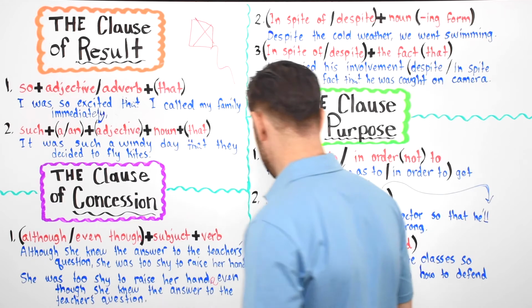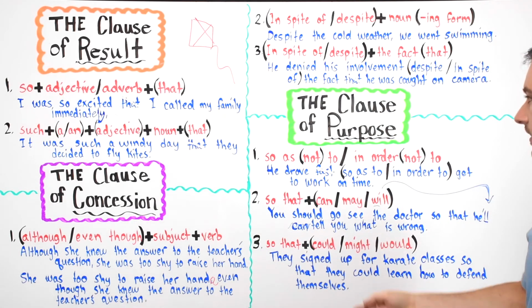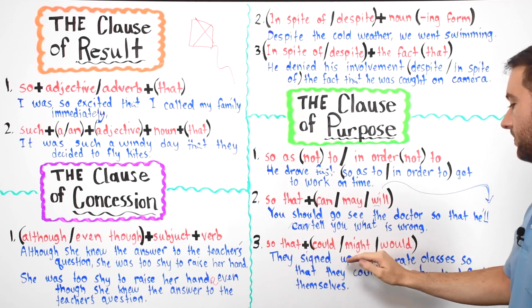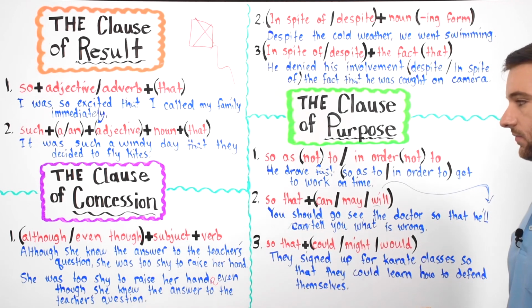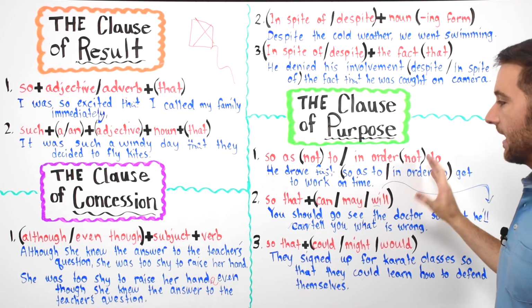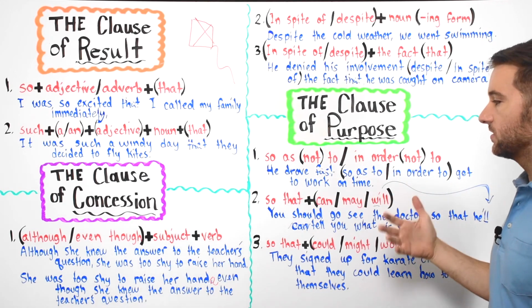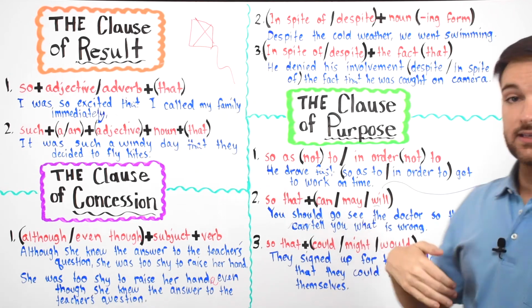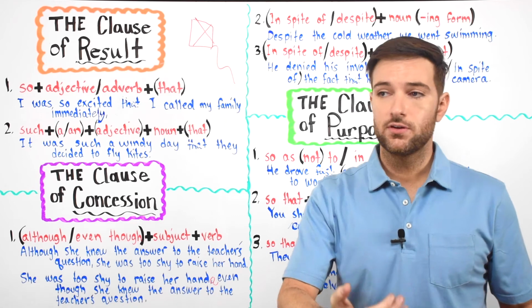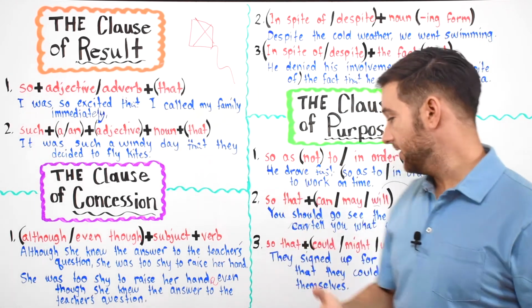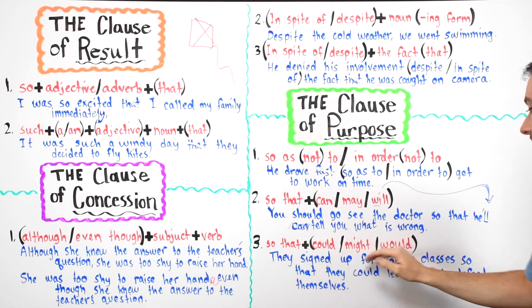Now we have number 3 for a clause of purpose. So that plus could, might, or would. In this one we're talking about a general fact, or a general observation. Here we're talking about something that's happening in the future. And here we're talking about something that happened in the past. So that could, might, and would.